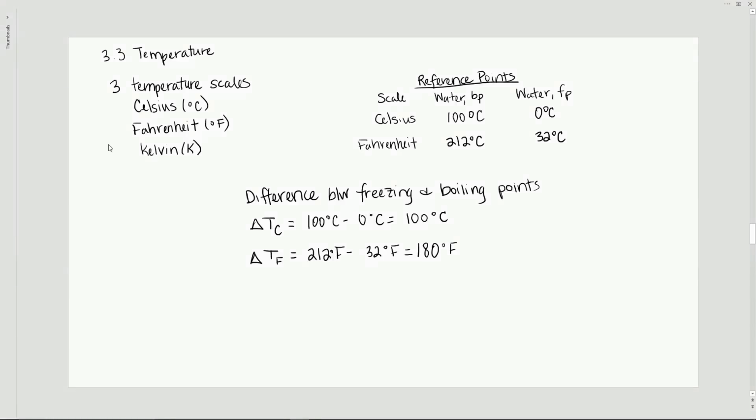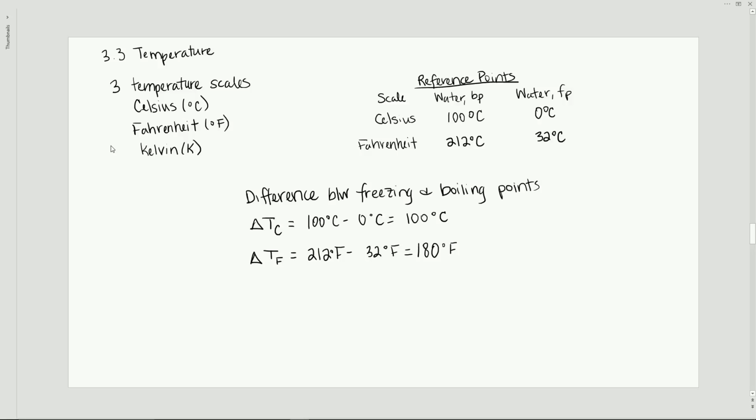Section 3 in Chapter 3 is about temperature. There are 3 different temperature scales that we use: Celsius, Fahrenheit, and Kelvin. Celsius is the most commonly used in science. Fahrenheit, you of course recognize because we use Fahrenheit for weather temperatures, and Kelvin is the SI unit for temperature. So first, let's talk about Celsius and Fahrenheit.